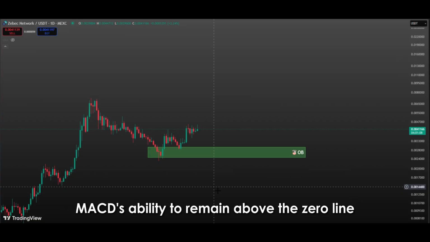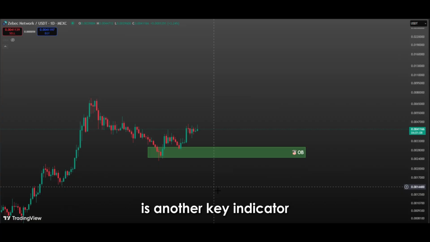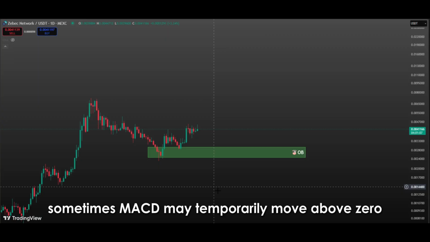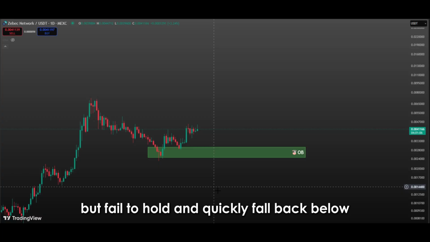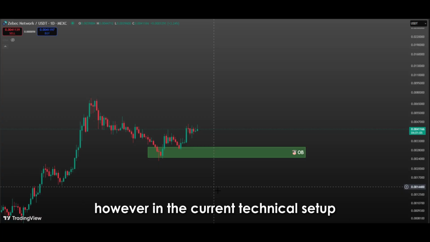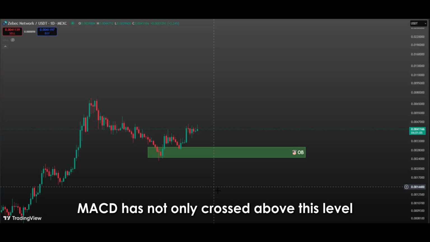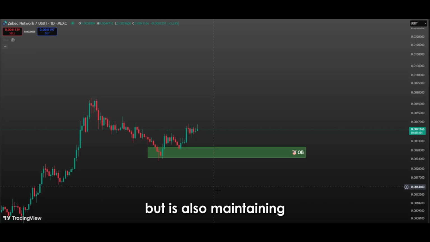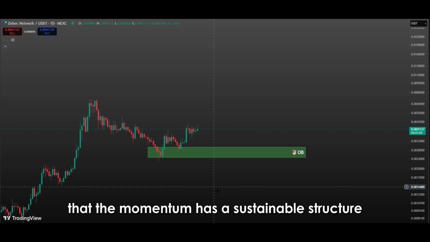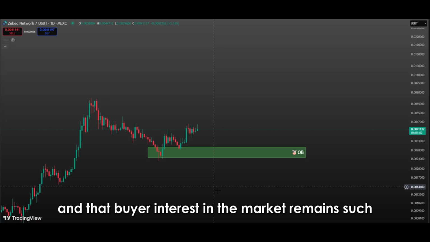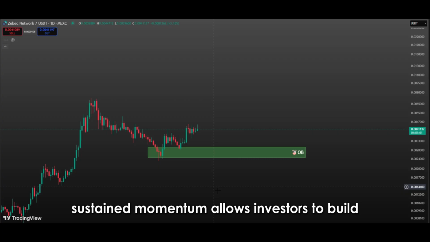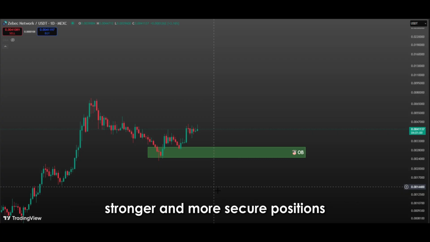The MACD's ability to remain above the zero line is another key indicator. Sometimes MACD may temporarily move above zero, but fail to hold and quickly fall back below. However, in the current technical setup, MACD has not only crossed above this level, but is also maintaining its position in the positive region. This is a very strong signal indicating that the momentum has a sustainable structure and that buyer interest in the market remains. Such sustained momentum allows investors to build stronger and more secure positions.